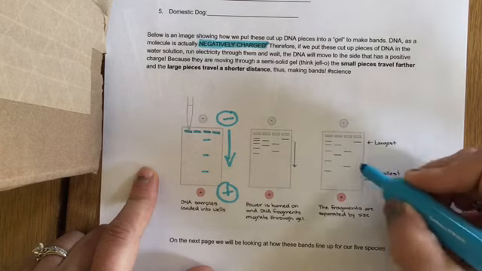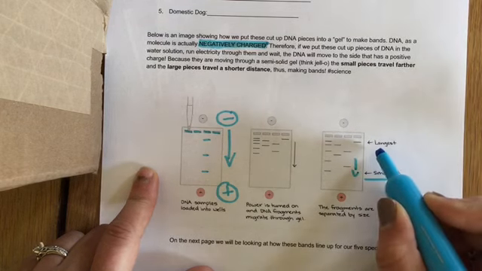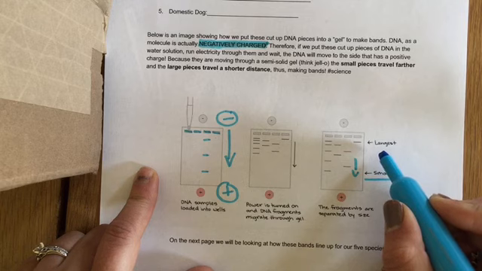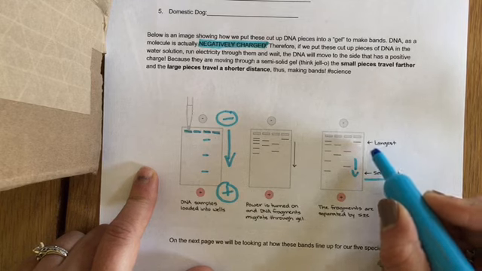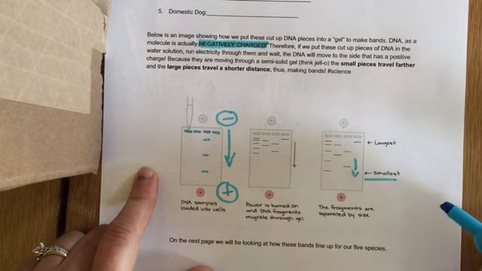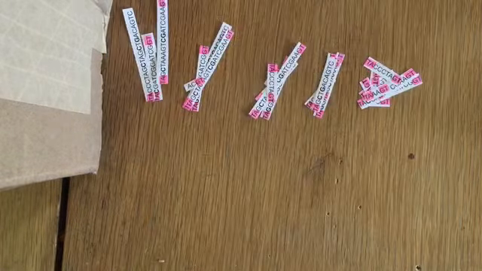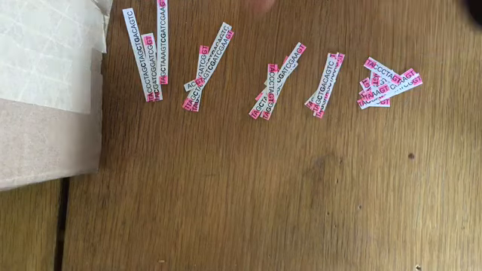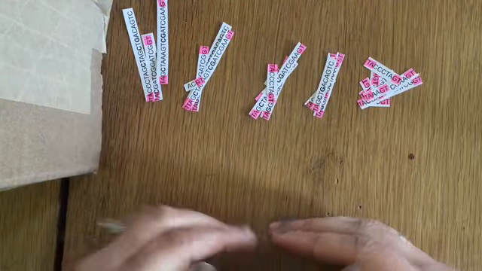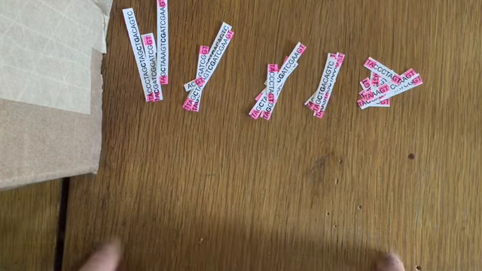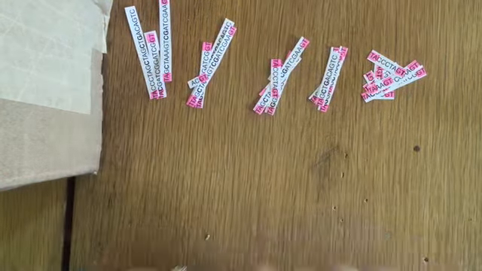So those are the smallest ones that travel the farthest. Big pieces get kind of caught in the Jell-O and they don't get to travel as far. So the big bands are the ones that make bands towards the top. So back to our little pieces, how this actually works is if we start zapping electricity up here, these little pieces are going to migrate down. The little ones are going to go the farthest, and the big ones are going to stay up here.